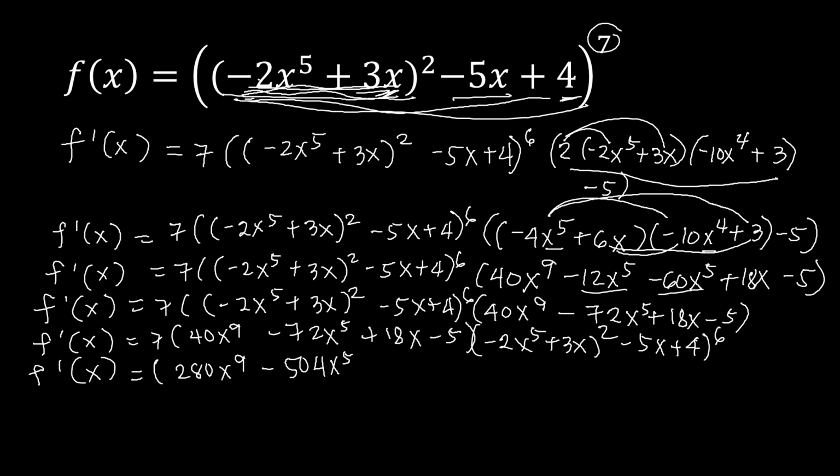Then we do 7 times 18. That's equal to a 126 x. And then we have a minus 35 times negative 2x to the power of 5 plus 3x quantity raised to the power of 2 minus 5x plus 4 raised to the power of 6. And that's our final answer.